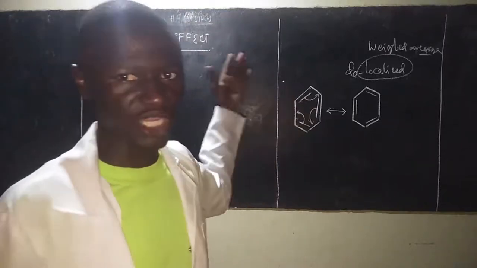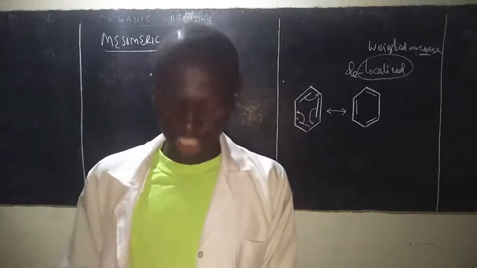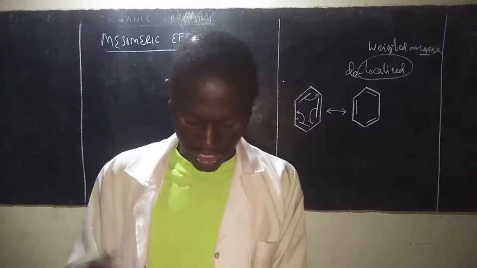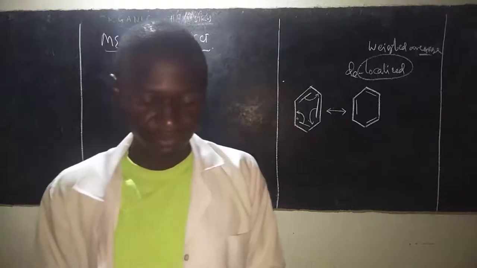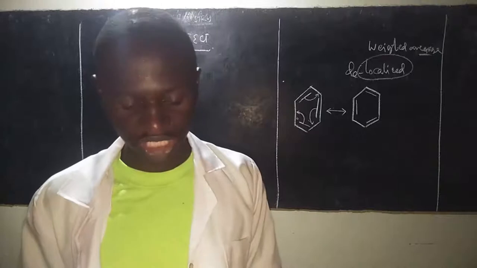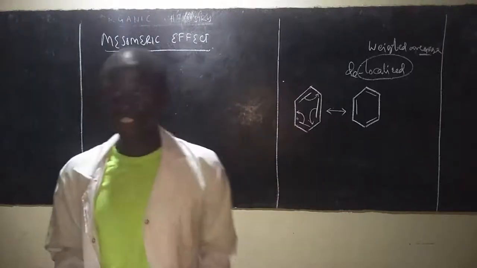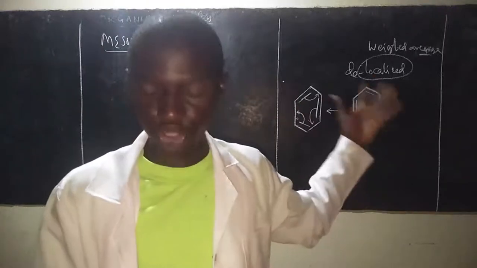So when we present these two structures of benzene, and we put the arrow there, this property we call resonance. So mesomerism refers to the delocalization of electron pair within the given molecule in such a way that it creates fractional charges on different parts of the molecule. So mesomerism is this delocalization of electrons within a molecule.